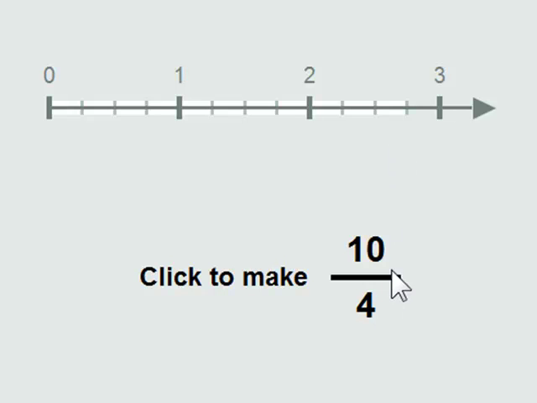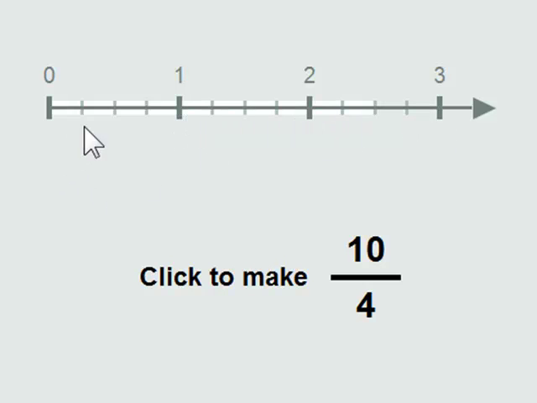Now it says click to make 10/4. How would I do that? There are 3 numbers on this number line, 1, 2, and 3. And they're each broken up into 1, 2, 3, 4. Let's count again. 1, 2, 3, 4 parts. And it says 10/4. Well, fourths makes sense because each one is broken up into 4 parts.